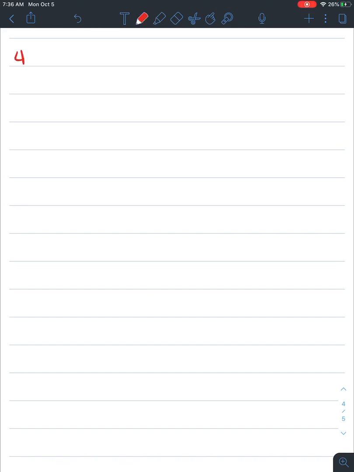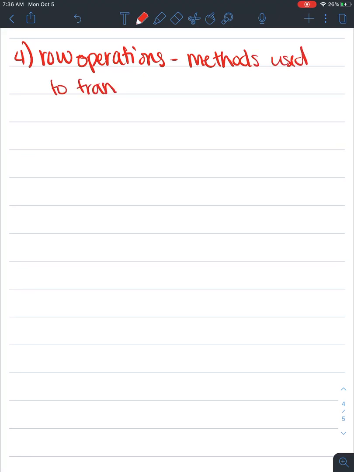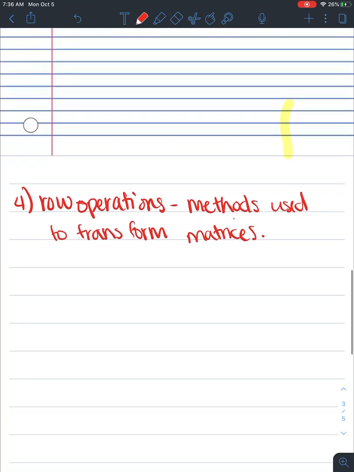All right, then our next definition that we have is row operations. And these are methods used to transform matrices. Okay. So what I want you to do is look up the 3 types of row operations. Look up the 3 types of row operations and write them down.